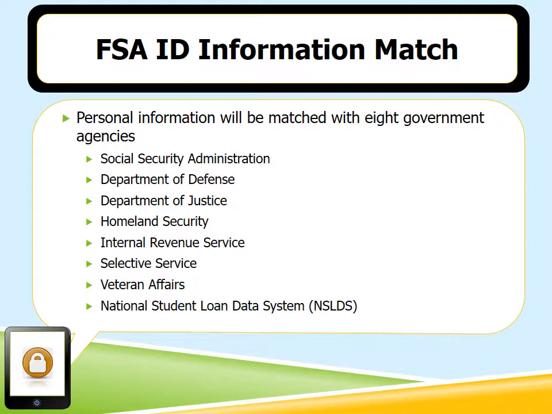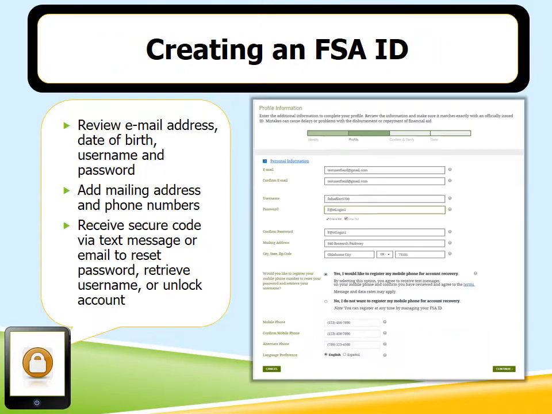When completing a FAFSA and setting up the FSA ID, all students' and parents' names, Social Security numbers, and dates of birth are matched with 8 government agencies listed on the screen right now. Applicants are asked to review the information previously provided. An address and phone number are required. Families may also request to view this information in Spanish.